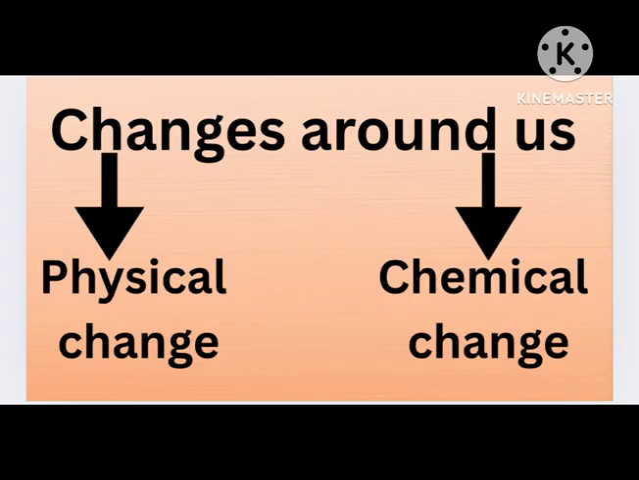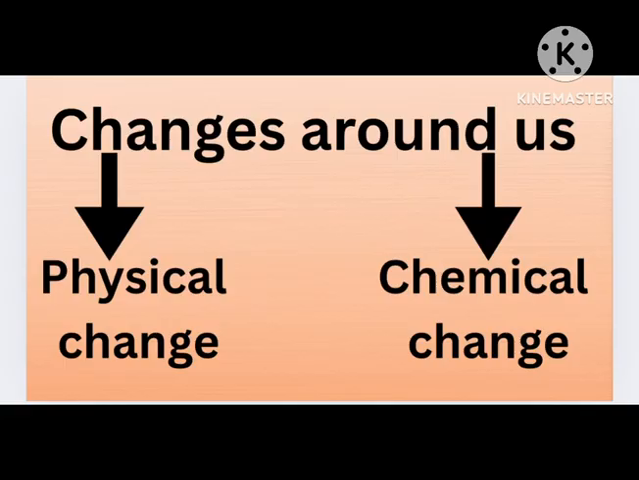Our last topic is changes in our surroundings. Many changes take place in our surroundings like evaporation, condensation, burning of paper, cooking of food, etc. All these changes can be grouped into two main types. Number one, physical changes, and number two, chemical changes.